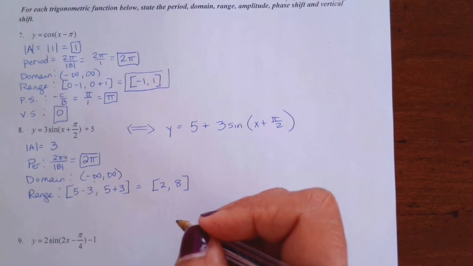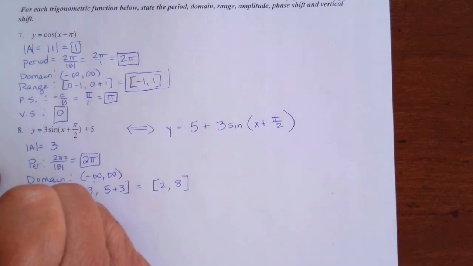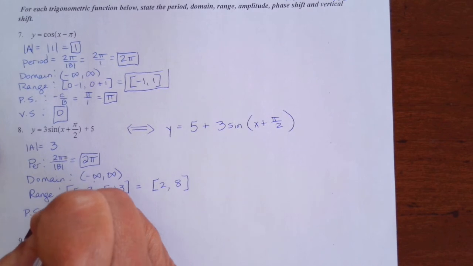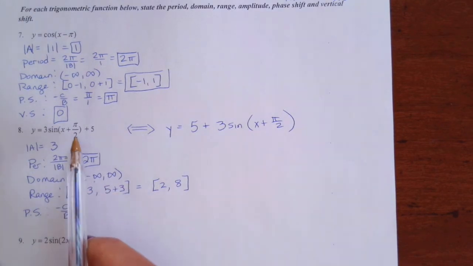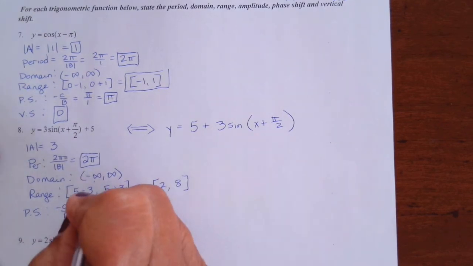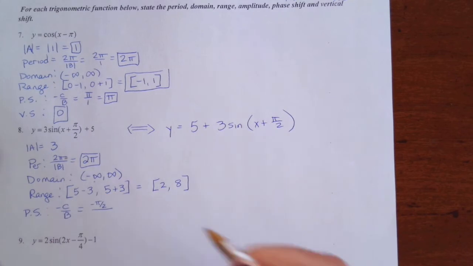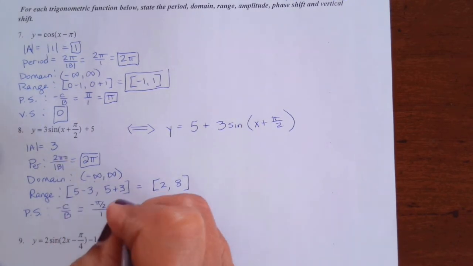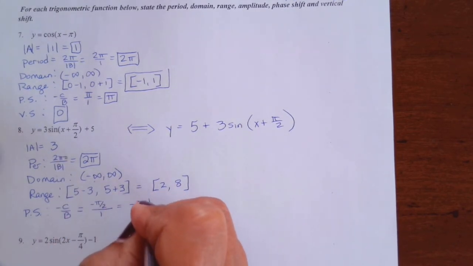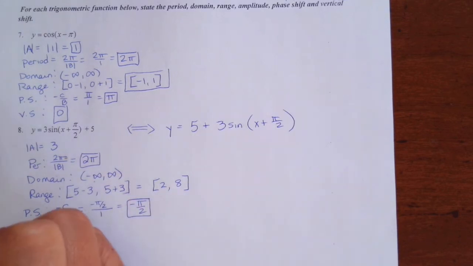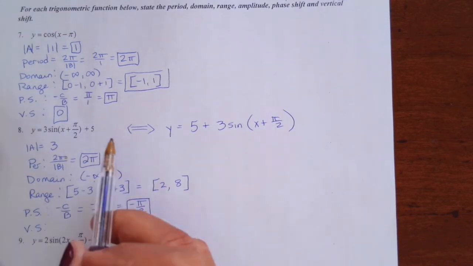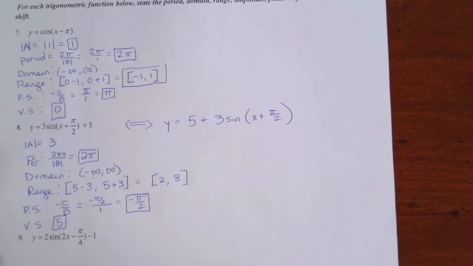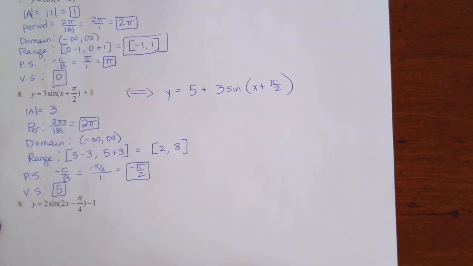All right, then we've got phase shift. So I'll keep writing that formula for a little while. Negative C divided by B. So the opposite of C would be negative pi over 2 divided by B. B is 1. So we get negative pi over 2. And then the vertical shift in our problem is D, which is 5. So that means this graph is going to shift up 5 units.